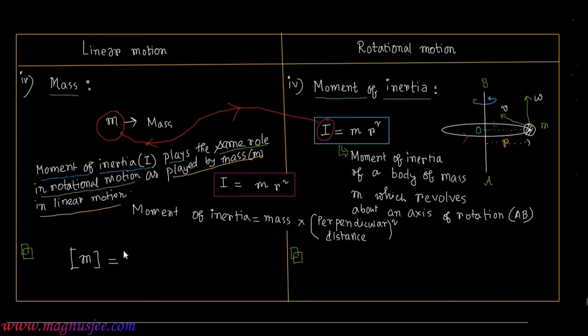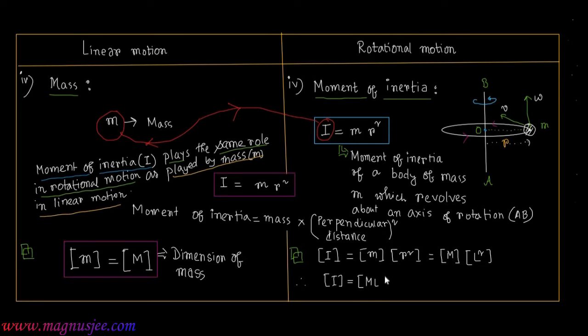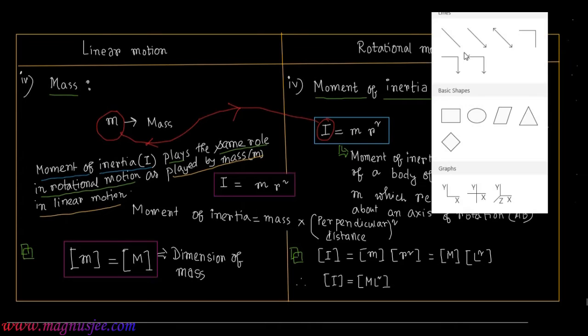Now the dimension of mass m is only capital M. Whereas on the right hand side we can find the dimension of moment of inertia. On the left hand side, dimension of mass small m is equal to dimension of capital M, so that is the dimensional formula of mass. On the right hand side we can find the dimension of moment of inertia, that is dimension of I is equal to dimension of m into dimension of r square, which is equal to dimension of m into dimension of l square, that is m into l to the power 2.